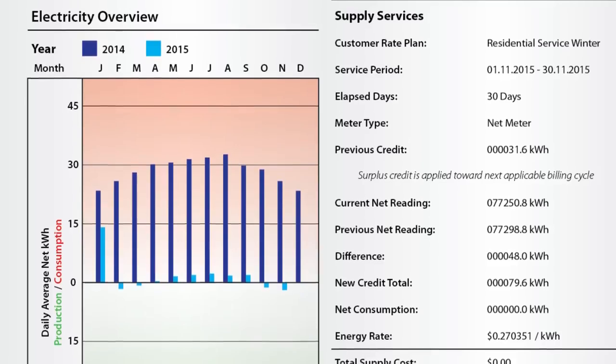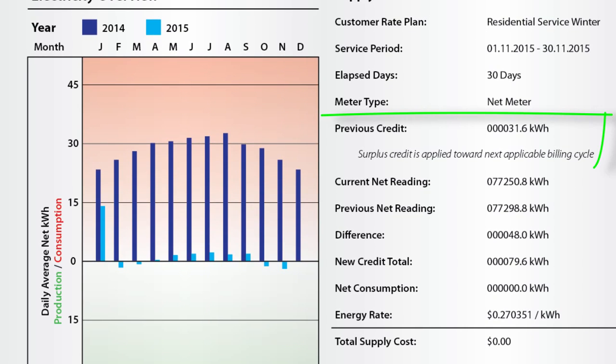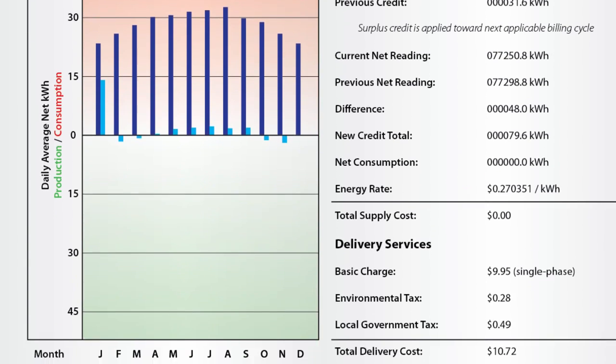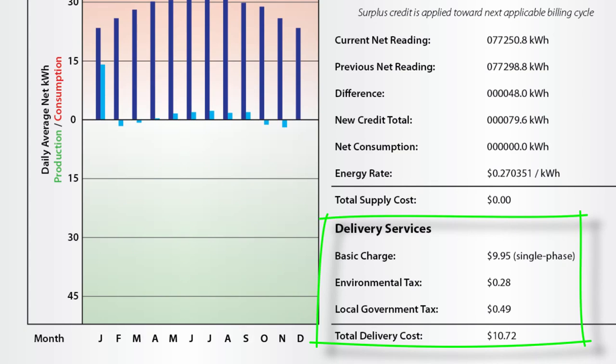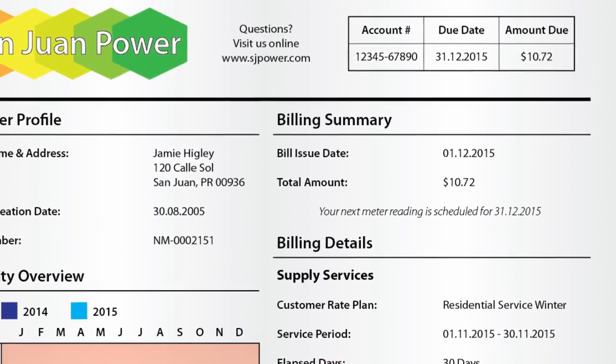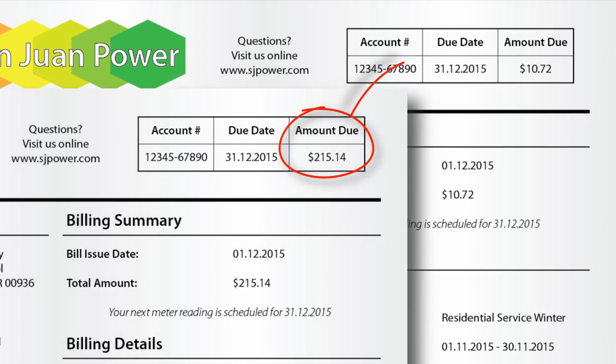Back on the billing section under Supply Services, these credits have already accrued into the customer's account. Since a production surplus occurred again for the current billing cycle, the credit total again increases, with net consumption for the month of November at zero, and although charges for delivery services still apply, the solar energy system is shown here to reduce the customer's total electricity bill by as much as 95%.